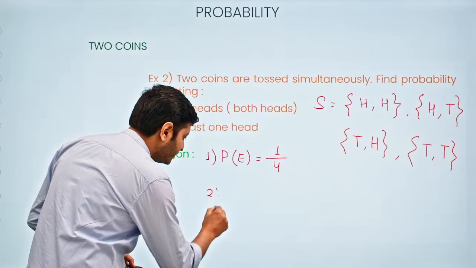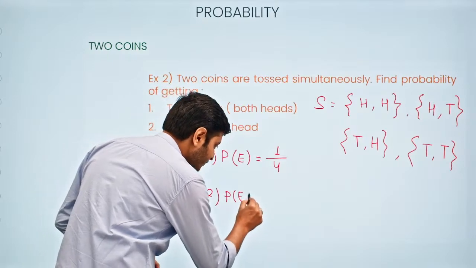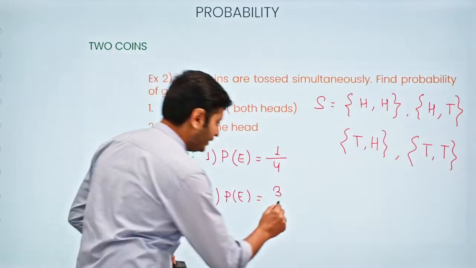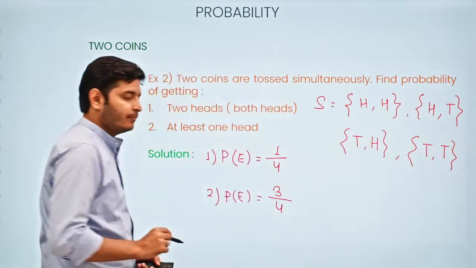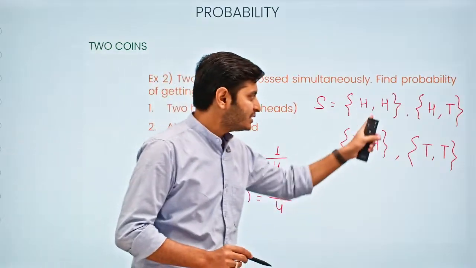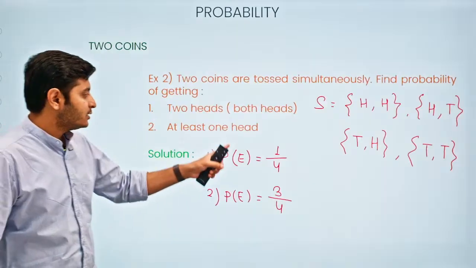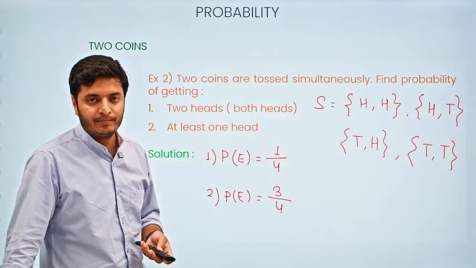So the probability of this event to happen is what? 3, the number of favorable outcomes, divided by the total number of outcomes, 4. So the probability of this event to happen is 3 by 4. So just look at the wording, at least one head.